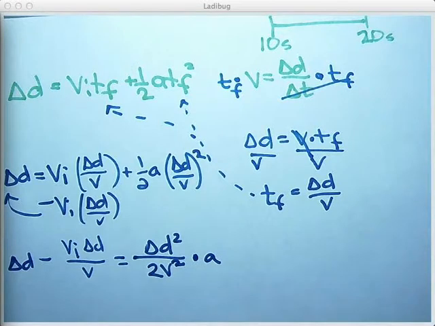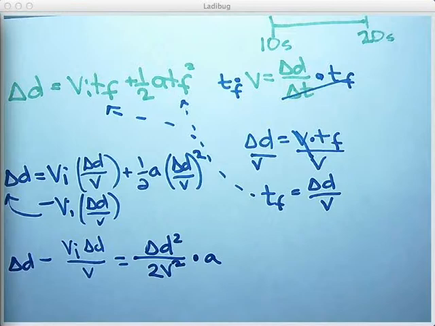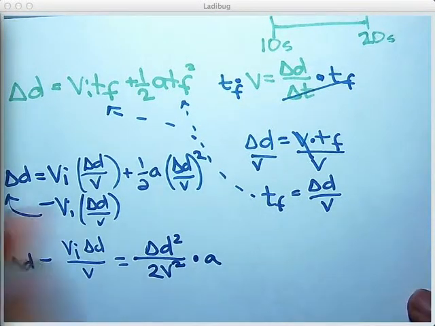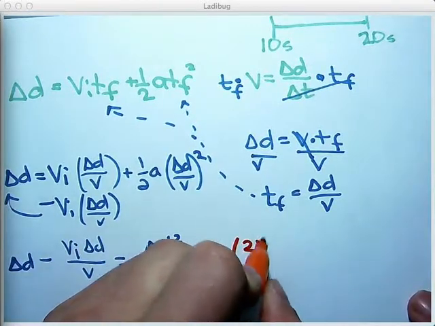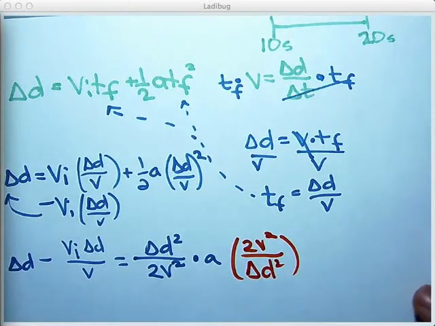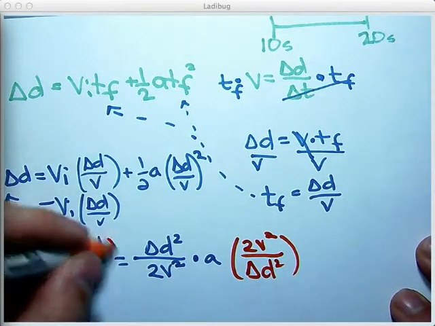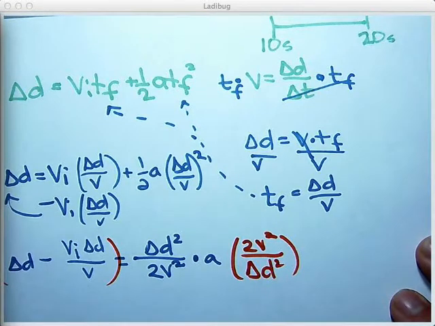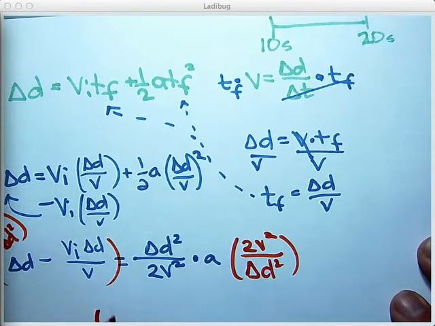I did that to make doing the reciprocal easier. Okay, I'm solving for A. So since I'm solving for A, I want to multiply by the reciprocal of the coefficient, the term in front. So I'm going to get 2V squared over delta D squared. Sorry, I ran out of room there. And so A is going to be equal to, and we're going to do a little simplifying in a second.